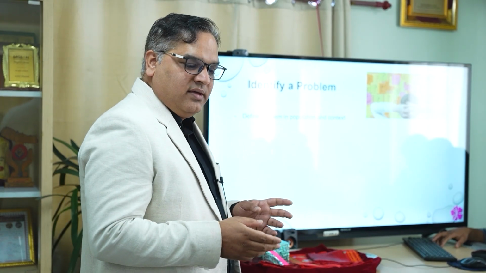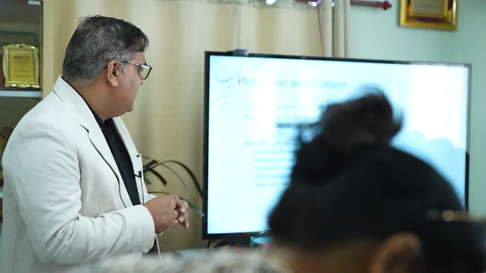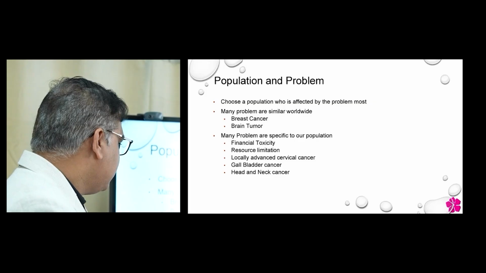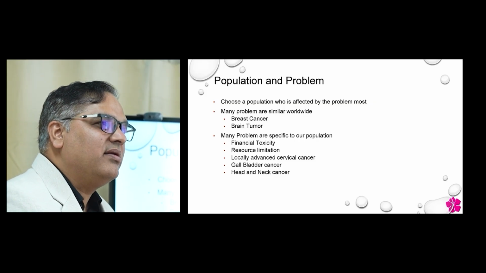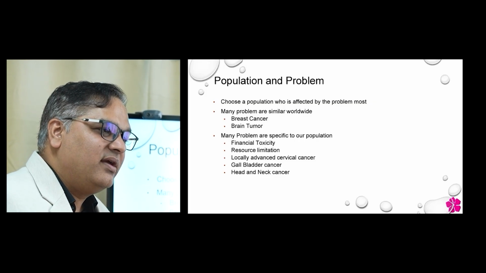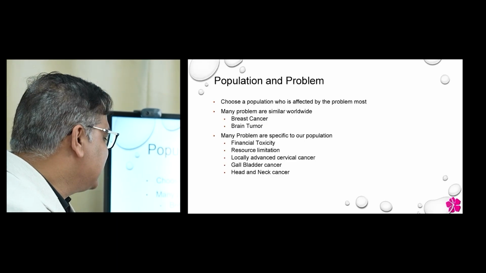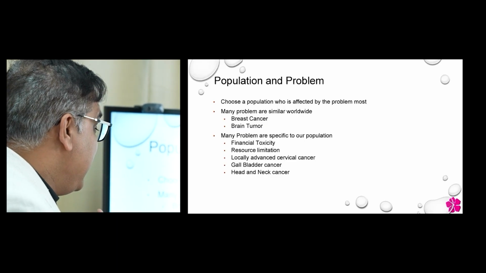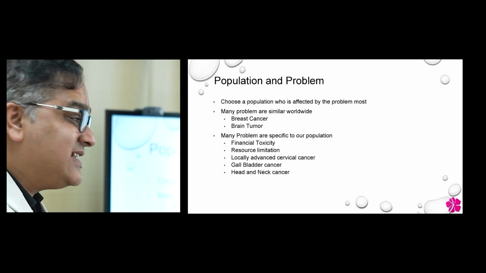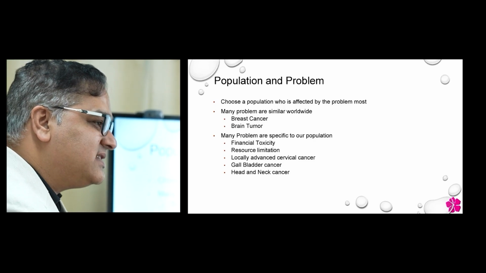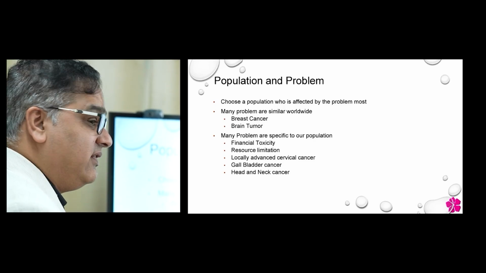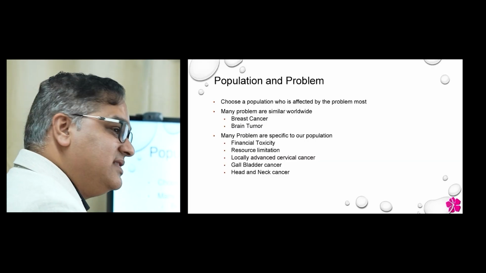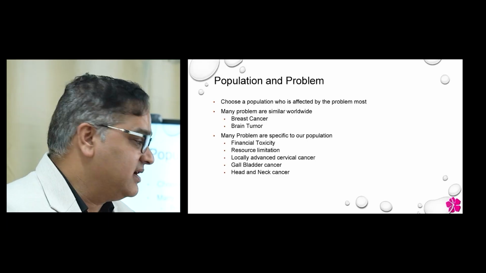Next. So we always need to choose a population who is affected by the problem. When you see, many problems are similar worldwide, like in cancer, breast cancer and brain tumor are similar worldwide. But many problems are specific to our population. That's why we need to merge the population and problem. So if you see financial toxicity, it is intensive in Nepal. So yes, this is a problem unique to our population.